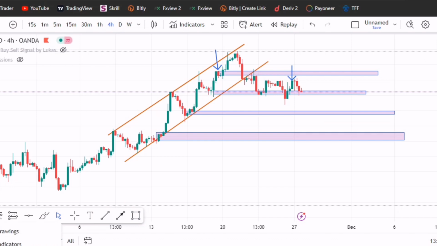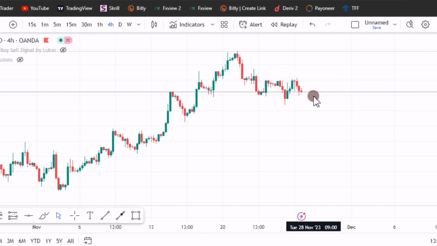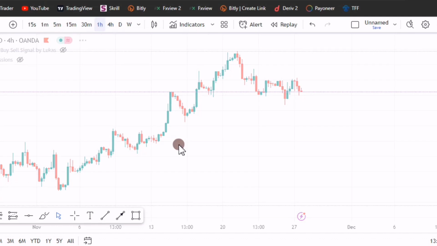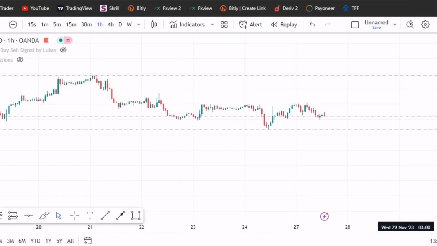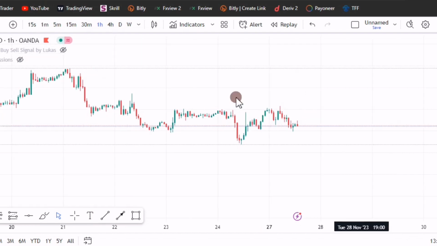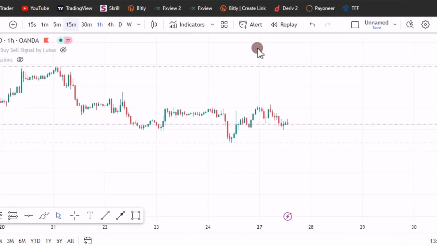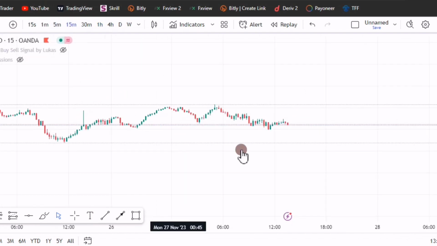Let's take it a step further. Let's say from the 4-hour, you know that you are supposed to sell. Now you take it to the smaller time frames. Let's move to the hourly. The hourly is not giving us a bigger picture. Let's take it to the 15-minute time frame.